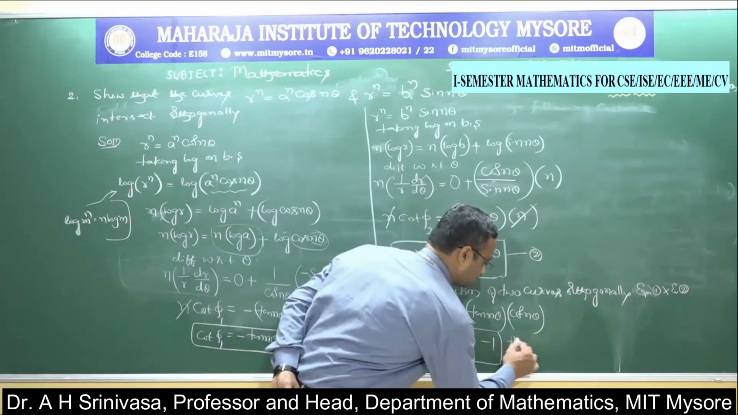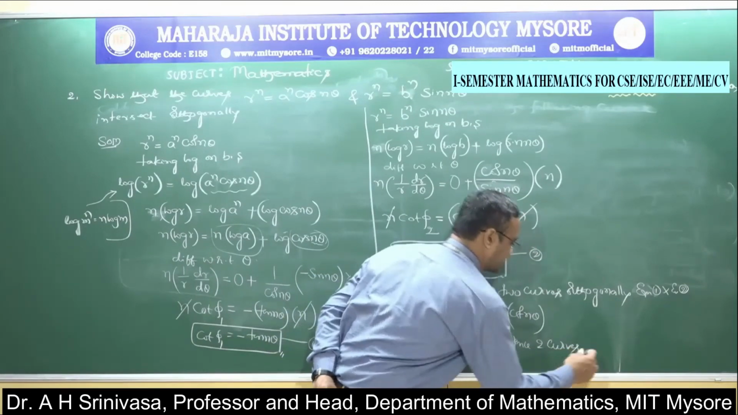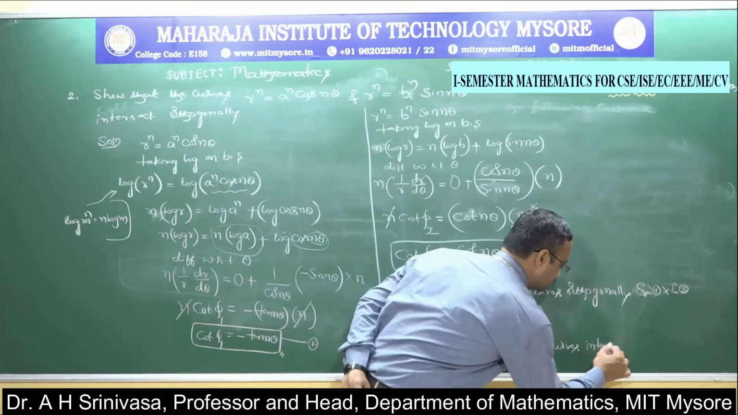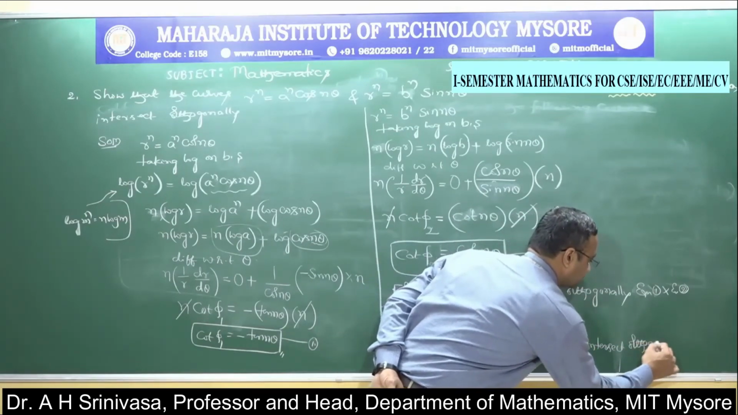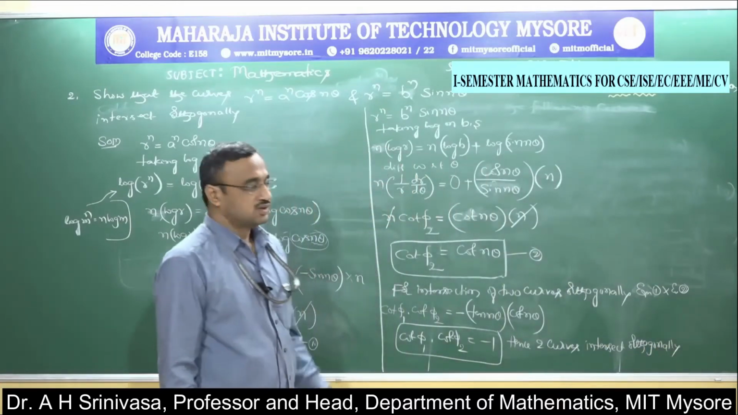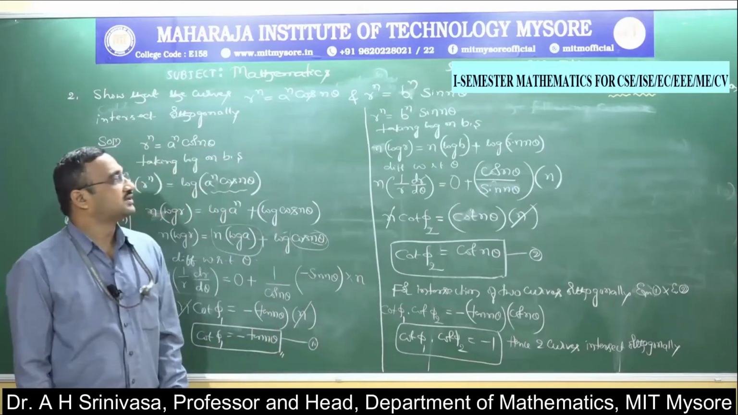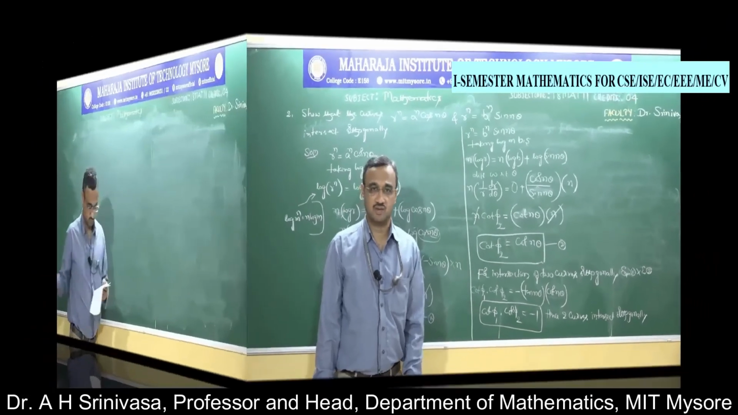Hence the two curves intersect orthogonally. So this is the complete procedure to solve these types of problems, showing that two curves intersect orthogonally.